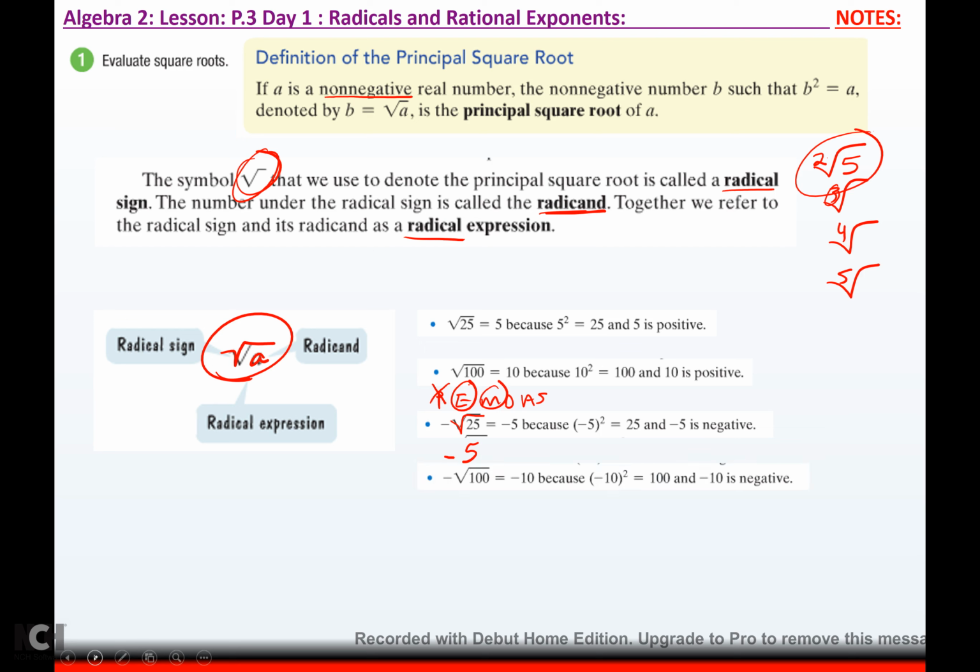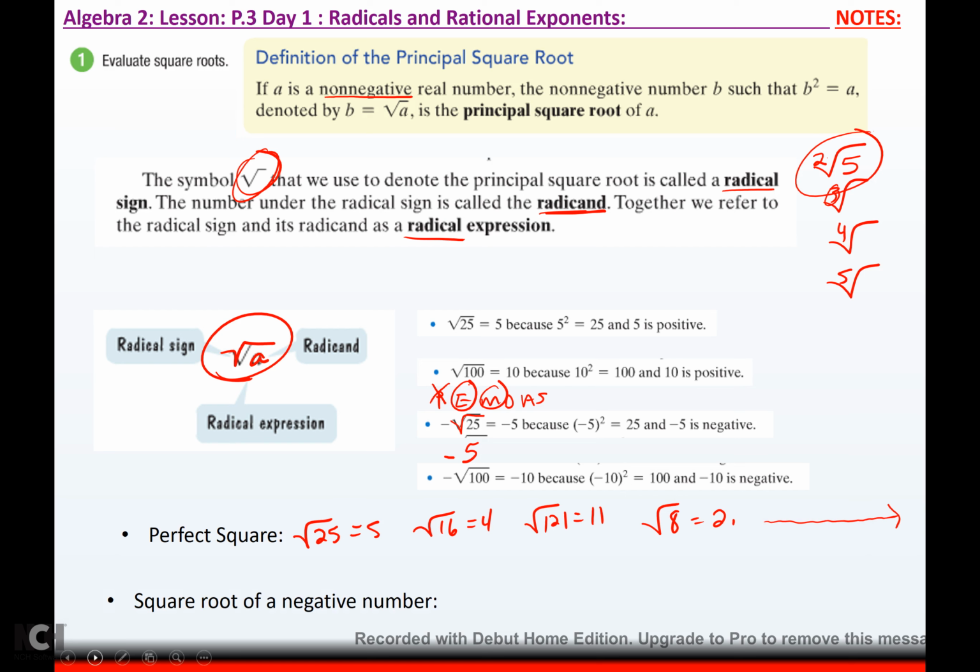And the same with the negative square root of 100, which is negative 10, because negative 10 squared is 100, and negative 10 is negative. A perfect square is like we've been looking at. The square root of 25 is 5. It's perfect because it comes out to a whole number. The square root of 16 is perfect, it's 4. The square root of 121 is perfect, it's 11. The square root of 8 is not perfect. It's 2 point something, and it goes on forever and never ends. So this is not a perfect square.